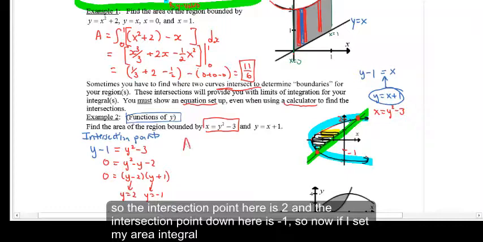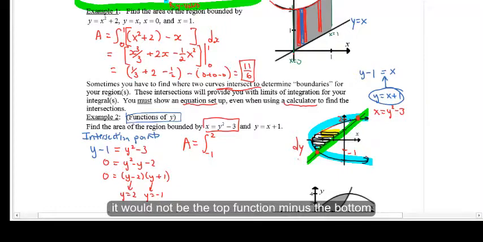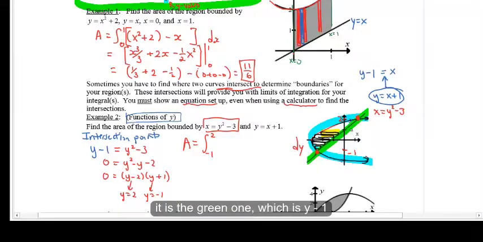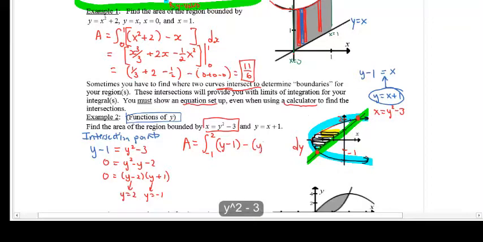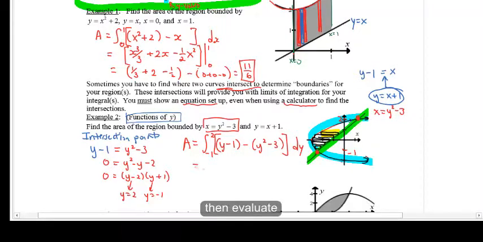So now if I set up my area integral, it'd be from negative 1 to 2. And notice now everything is in terms of dy. It would not be the top function minus the bottom, but the right function minus the left. The right function in this case is, sorry, not the blue one, the green one, which is y minus 1. And then the left function would be the blue one, y squared minus 3. And now you're ready to find the antiderivative and evaluate.